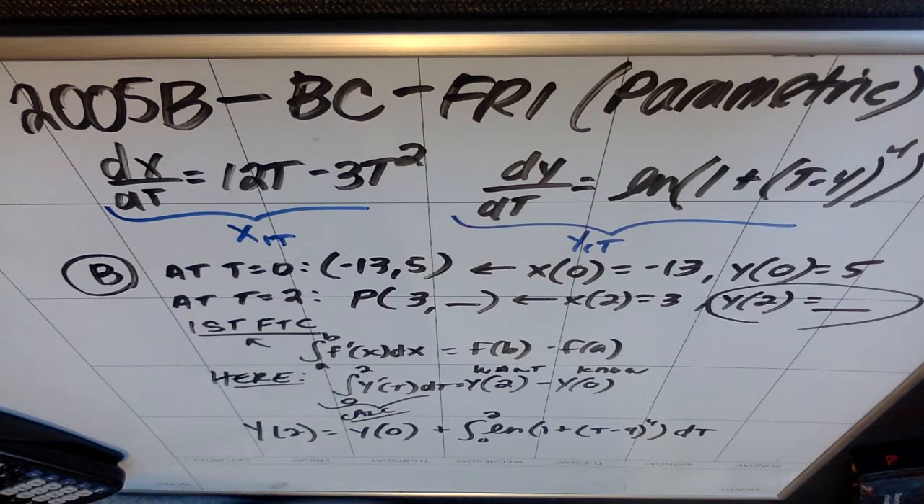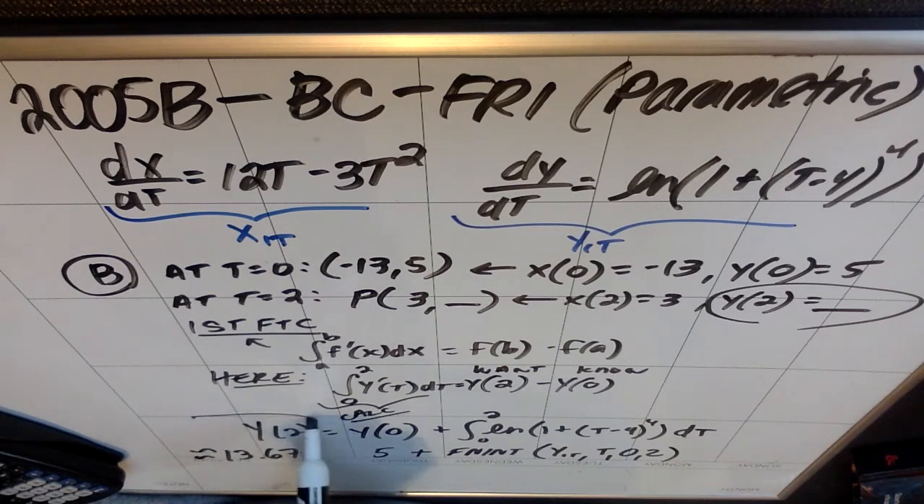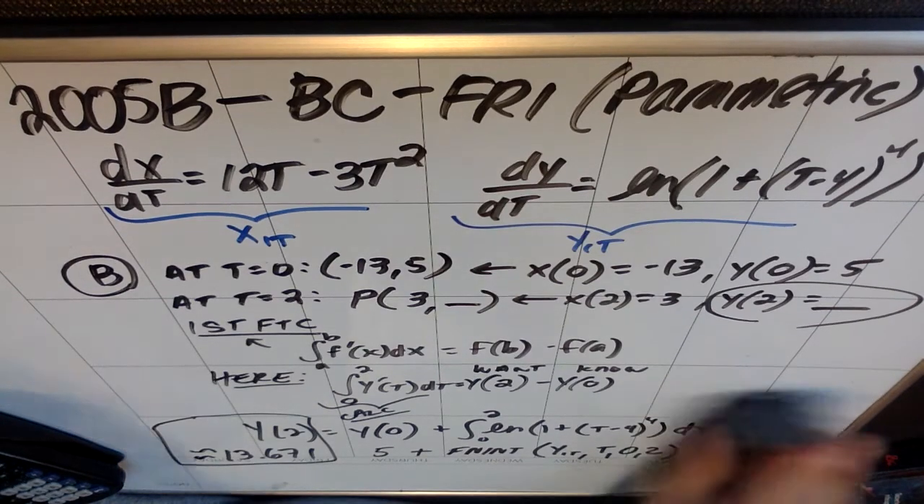So when I go to put this in my calculator, I already know this is a 5, plus, and then what I'm going to type in my calculator is function integrate of my y1(t) with respect to t from 0 to 2, and when I do that, I'm going to get a value out that is approximately 13.671, and that is my y of 2. All right, cool. Let's talk about part C.